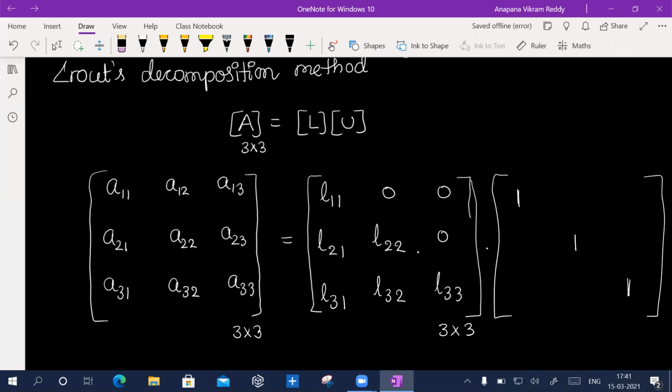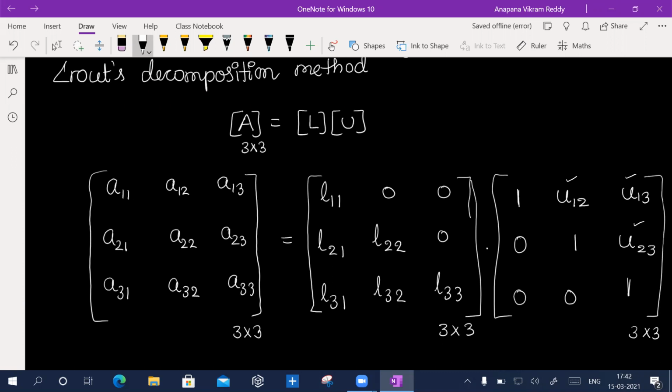1, 1 and 1 again on the principal diagonal. So the upper triangular matrix is again a 3 by 3 matrix, with U12, U13, and U23. Now what I need here is the complete L matrix, that is L11, L22, and so on, L32, whatever. I should know everything. And for the U matrix, I should know U12, U13, and U23. So how do we find that?